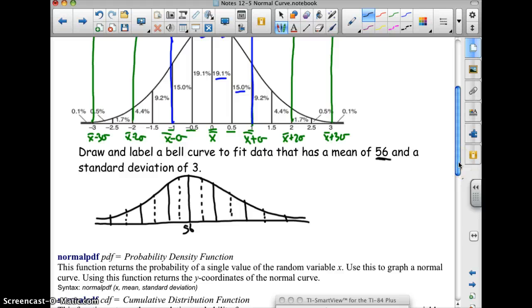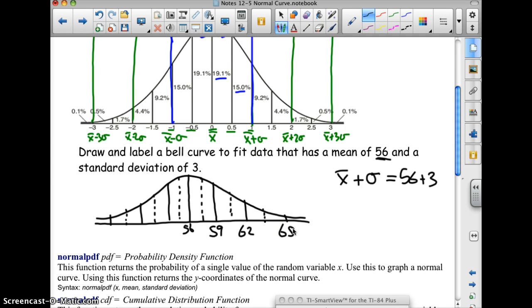If I have a standard deviation of 3 and 56 is my mean, one standard deviation above, right? So one standard deviation above the mean here is going to be 56 plus 3, which is then 59. And then I'm going to add 3 again to get to the next one. So 59 and 3 is 62, right? And then 62 and 3 is 65.